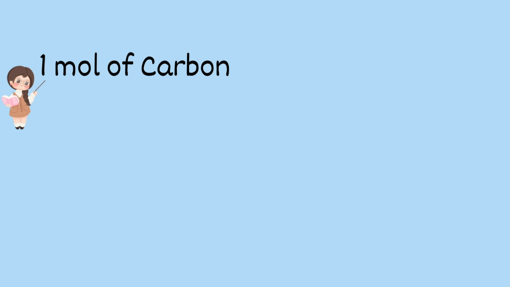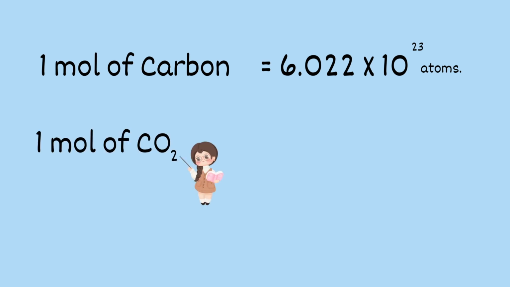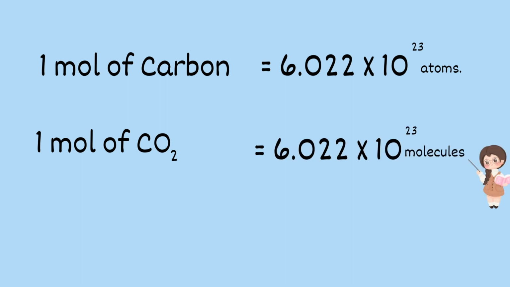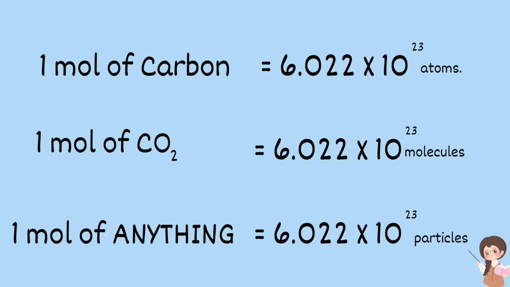We have 1 mole of carbon, and that would be equal to 6.022 times 10 to the 23rd atoms. We can also have 1 mole of a compound like CO2, and this would be equal to 6.022 times 10 to the 23rd molecules. In fact, we can have 1 mole of anything, and it will be equal to 6.022 times 10 to the 23rd particles. Notice how I use the word atoms to describe 1 mole of carbon, molecules to describe 1 mole of CO2, and the word particles to describe 1 mole of anything.